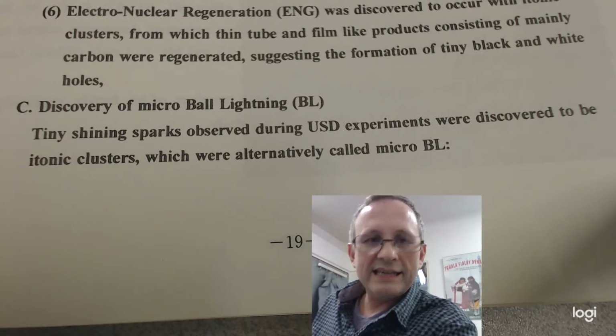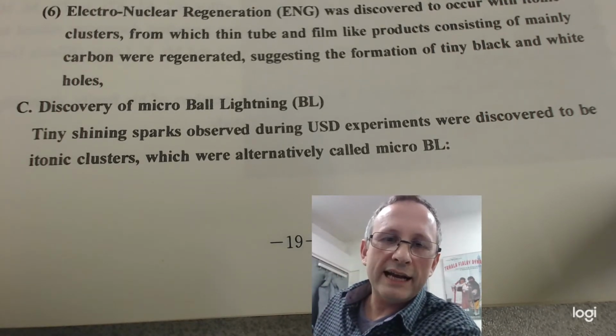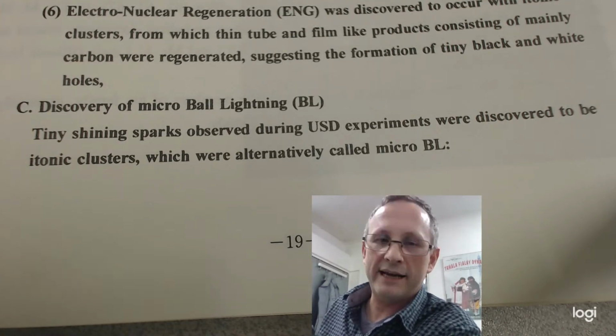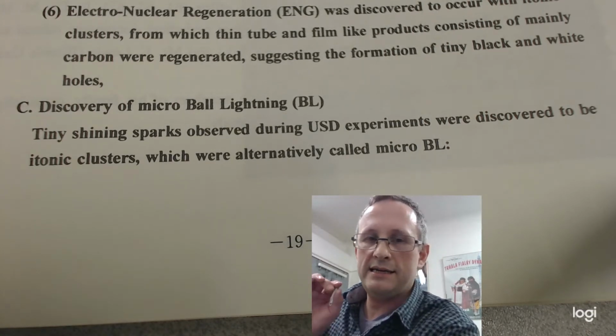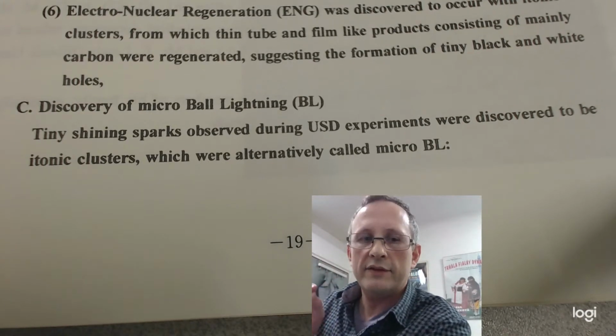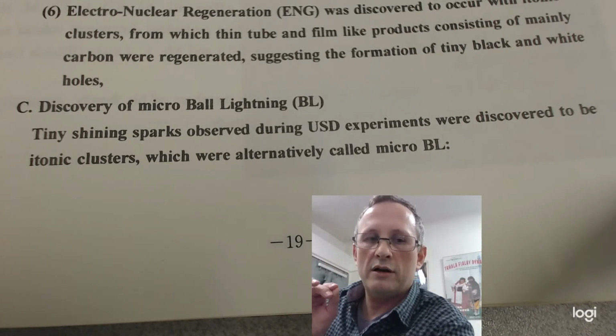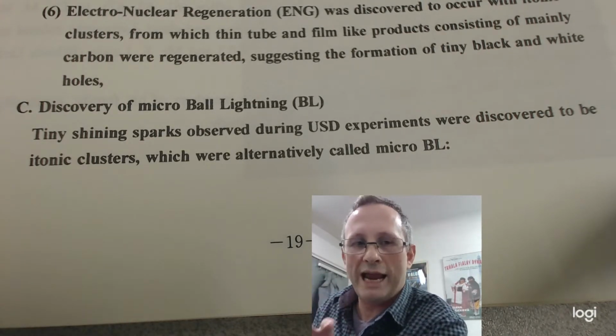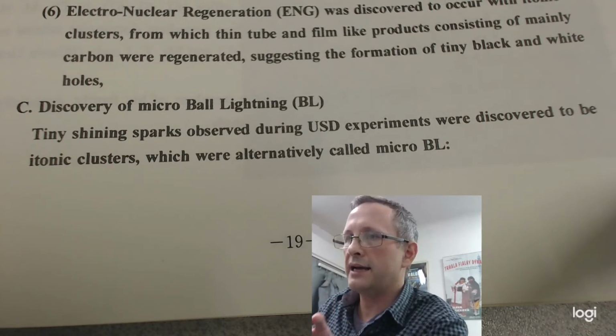So you can see here it's saying Discovery of Micro Ball Lightning, BL. This is on page 19 of the book. Tiny shining sparks observed during underwater spark discharge experiments were discovered to be Itonic clusters, which were alternatively called micro ball lightning. Now, Itonic, he talked about this, I think, in 1992, that Itonic structures were positrons, electrons, and neutrinos, and they form a mesh web around the ions that they capture.